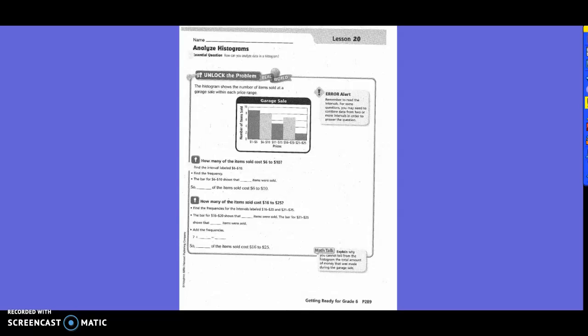How many of the items sold cost $6 to $10? First, we need to find the interval labeled $6 to $10, which is our second little bar here. The bar for $6 to $10 shows that so many items were sold. If we follow our bar to the top and go over to the left, it shows us that there were 8 items sold. So 8 of the items sold cost $6 to $10.